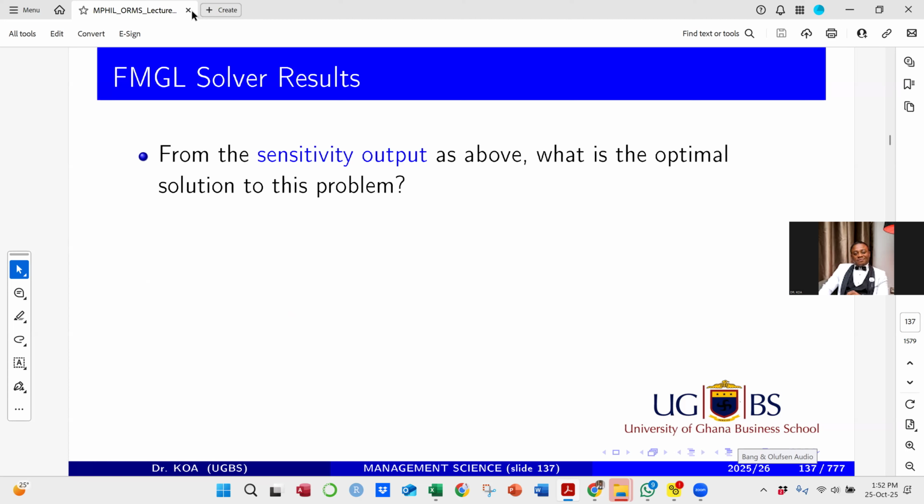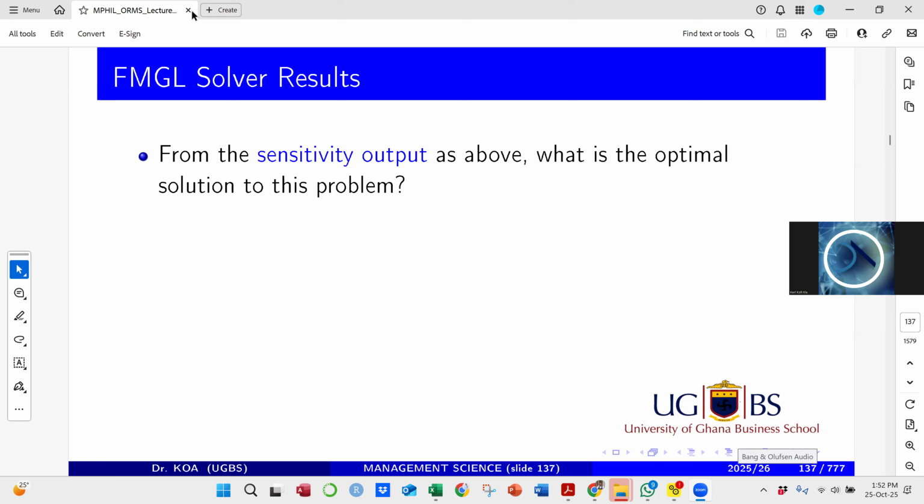Who can tell us how to address this? How do you address this very question? Yes, Kofi. I think from the sensitivity report, we can see that for them to optimize their process within their constraints, they need to produce 24 sachets of Fun Yogo and 8 sachets of Fun Choco. Yeah, that's correct.